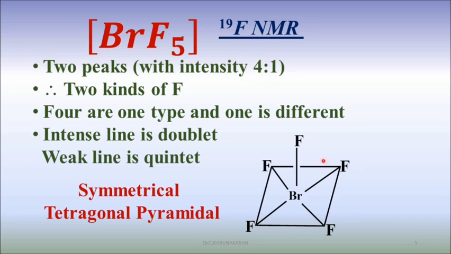Then the four equatorial fluorine atoms couple with this fluorine to give the intense signal, which is a doublet. The weak line is only one fluorine atom coupling with the four, therefore n plus 1 gives five lines. Therefore, the structure is a symmetrical tetragonal pyramid from NMR studies.